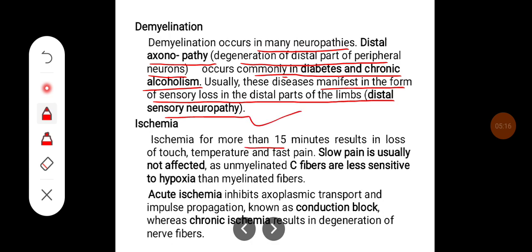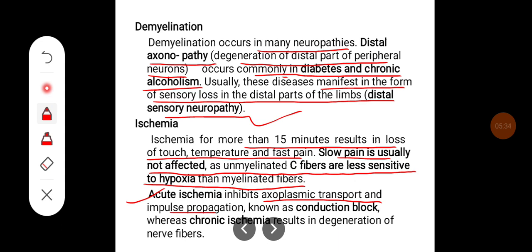Ischemia for more than 15 minutes results in loss of touch, temperature, and fast pain. Slow pain is usually not affected as unmyelinated C fibers are less sensitive to hypoxia than myelinated fibers. Acute ischemia inhibits axoplasmic transport and impulse propagation, known as a conduction block, whereas chronic ischemia results in degeneration of the nerve fibers.